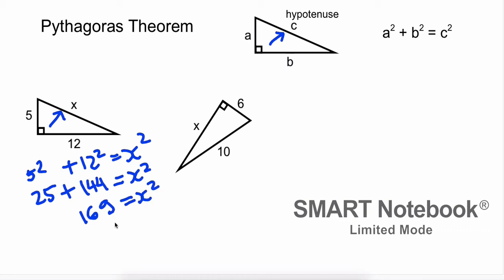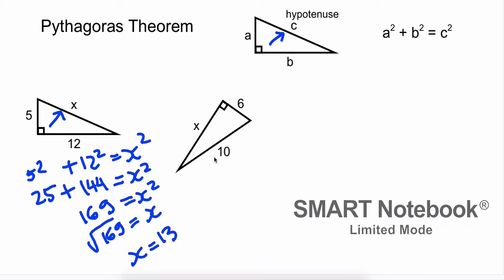So then you have to square root both sides. So in this case, we need to find the square root of 169, and then we get the final answer. It should be 13 unit.